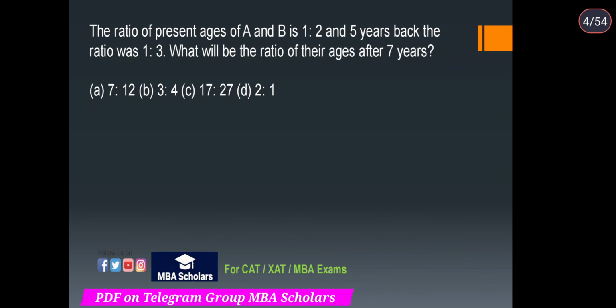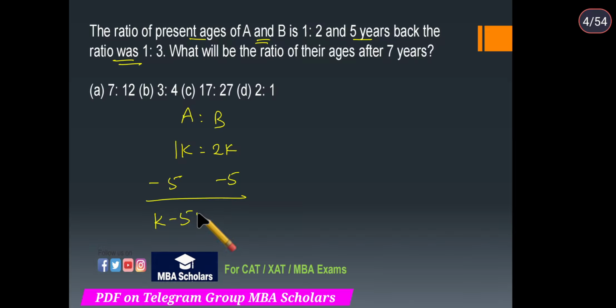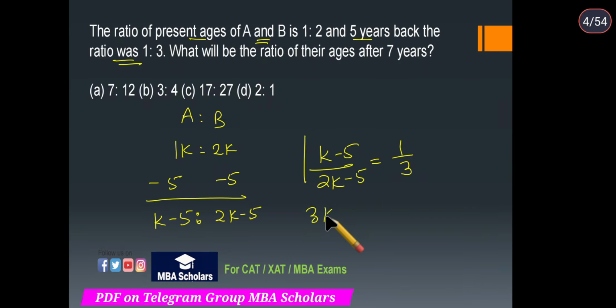We have another question, number 3. The ratio of present ages of A and B is 1:2. So this is 1k and 2k. And 5 years before, the ratio was 1:3. So 5 years before, we have to subtract 5 from both the ages. So this is k minus 5 ratio 2k minus 5. According to the question, it is nothing but 1:3. So this is 3k minus 15 equals 2k minus 5.